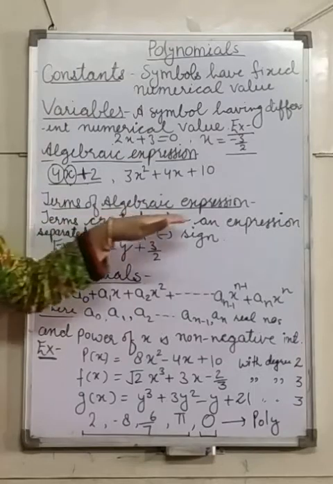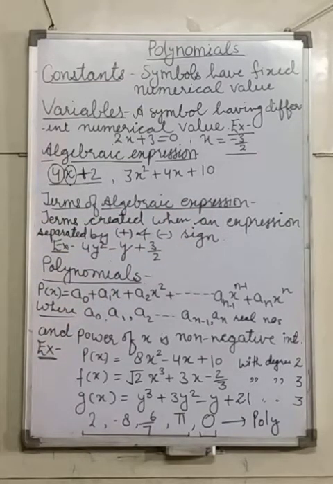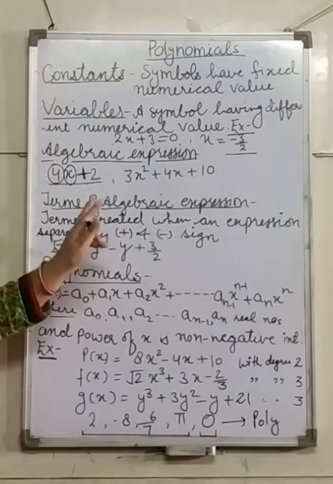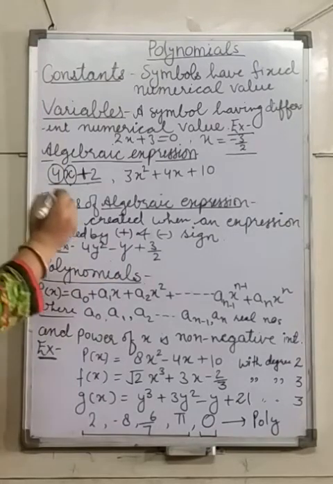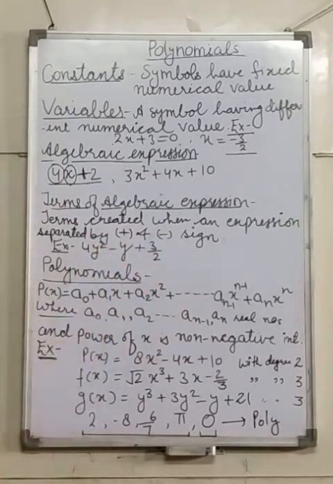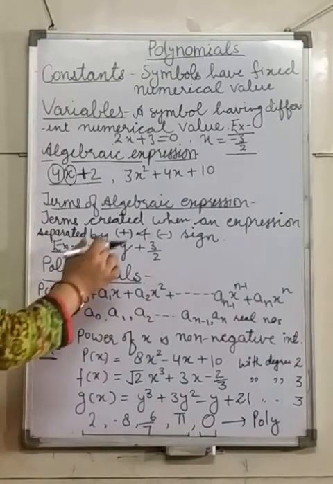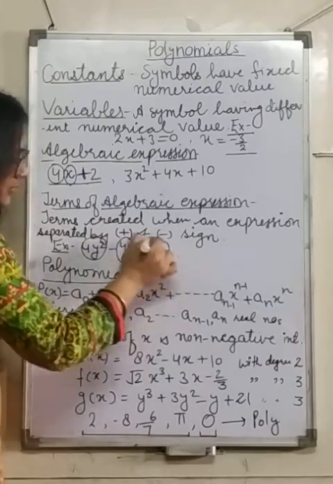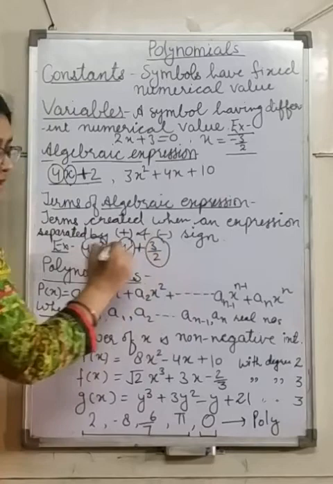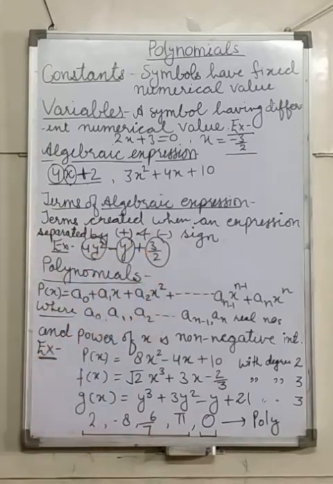Next is terms of algebraic expression. Terms कैसे create होती हैं? So when an algebraic expression is split by a minus and a plus sign, then terms are created. So terms are created when an expression is separated by these plus and minus signs, specifically these two signs only. There will not be any role of multiplication and division in splitting of an algebraic expression. Like 4y square minus y plus 3/2. If we count the number of terms in this algebraic expression, we count 1, 2 and 3. Minus and plus, these two signs are splitting this expression.